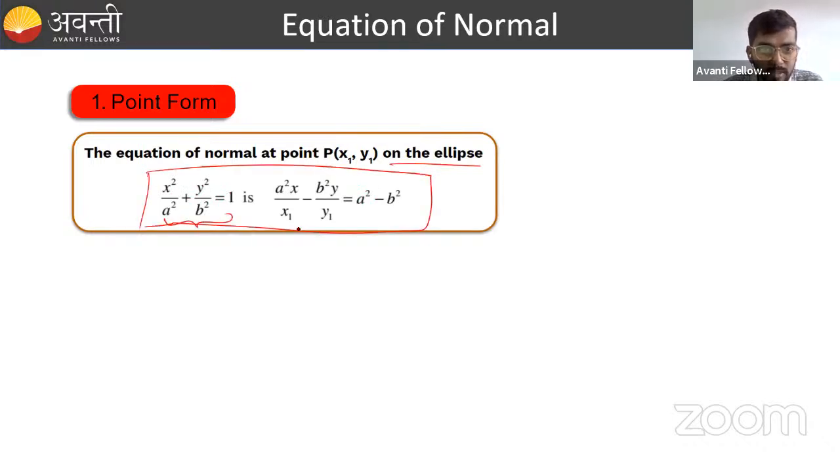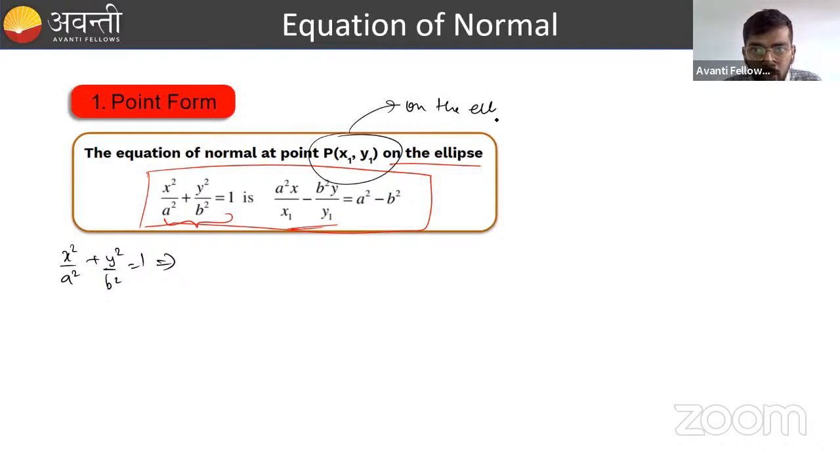Okay. So this is our ellipse. This is the equation of normal. Now the question is, how do we come to derive this thing? Okay. So let's see. Whenever we see the equation of ellipse x square by a square plus y square by b square is equals to 1. Okay, so now the equation of normal at point P x1 comma y1. So this point P x1 comma y1 is on the ellipse. So that is one important point to note. When it is on the ellipse, we can find the slope at that point of tangent.